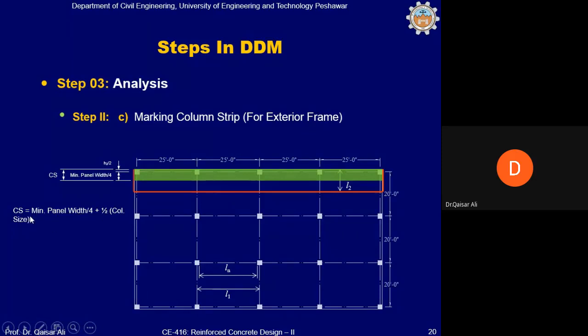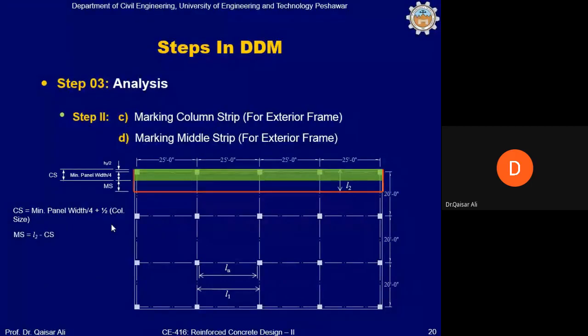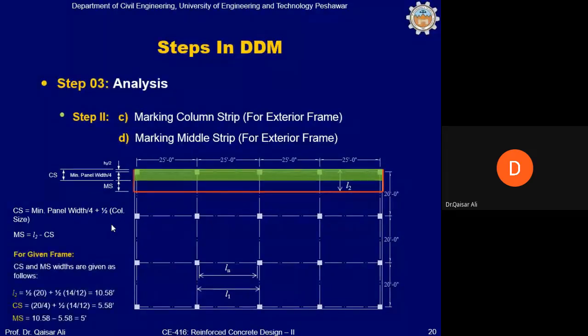So the column strip in this case is minimum panel width divided by 4. Panel width is 20. 20 divided by 4 is 5 feet. So 5 feet plus half of the column. From the column center line to the exterior edge of the column is half the column. This will be the column strip. And the middle strip will be L2, the width of the exterior frame, minus the column strip, like this. So this has been demonstrated here. L2, which is the width of the exterior frame, is basically this total width.